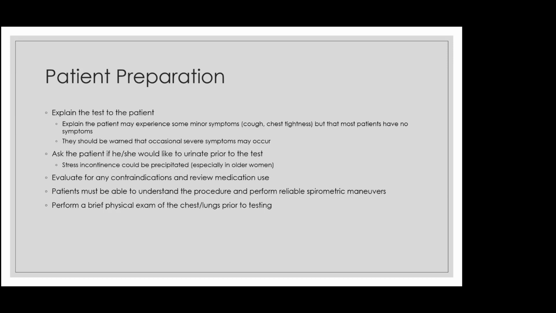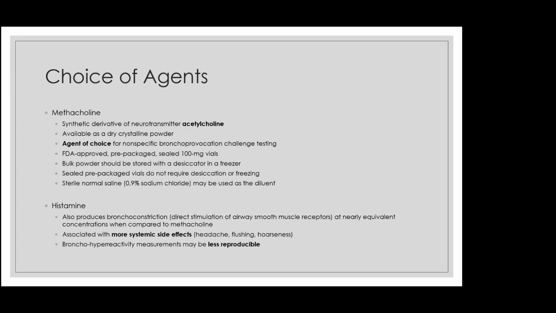Patients must be able to understand the procedure and perform reliable spirometric maneuvers. And you can also perform a brief physical exam prior to the test. All right, which agents are available out there? The most common one, and the one we use, is methacholine. It's a synthetic derivative of the neurotransmitter acetylcholine. It comes as a crystalline powder. It is the agent of choice for nonspecific bronchoprovocation challenge testing.